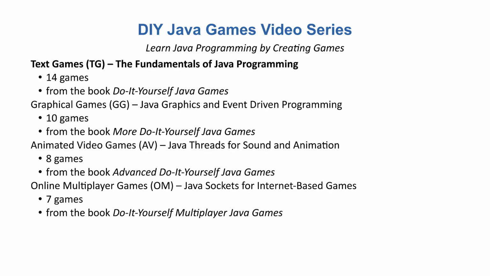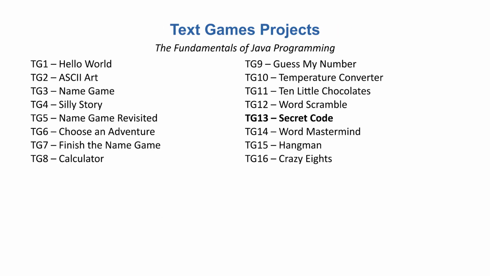We're currently in the text game video series, TG, the first of 4 types of game series. The focus of this series is to cover the fundamentals of Java programming. You'll learn how, when, and why Java programs are written the way they are. This series has 16 projects. Each project assumes you already have the skills taught in the previous projects. Unless you have other Java programming experience, I recommend that you do all the previous projects in this series before starting this project. A link to the entire text games playlist is provided in the description below.